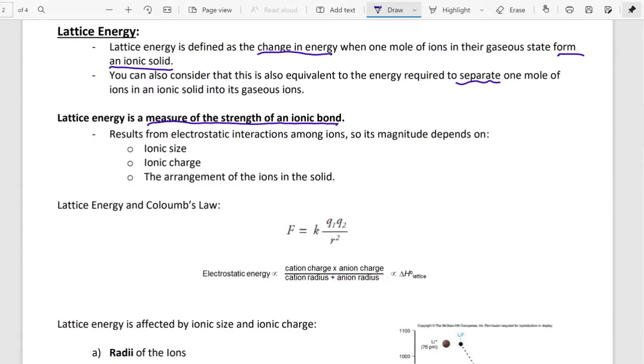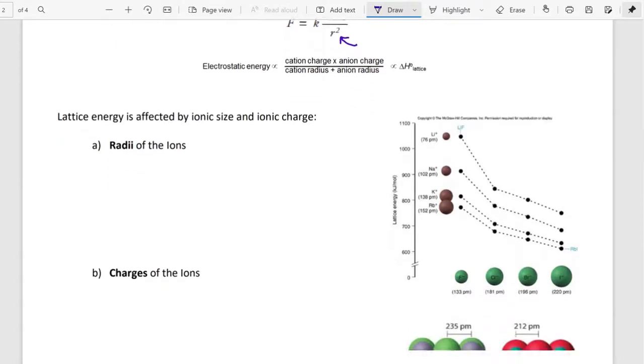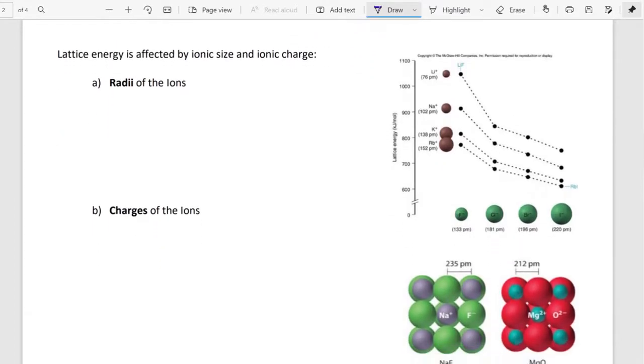We know that this results from the electrostatic interactions among the ions. So the magnitude of the lattice energy is going to depend on a couple of things. We are going to focus on ionic size and ionic charge, but it also has to do with the arrangement of ions in a solid. We've talked about Coulomb's law already, about how the amount of charge, which is our Q values in the formula, and the distance between the charges, which is R in our formula, are both going to impact the magnitude of the force of attraction. So lattice energy is affected, just like we learned about with Coulombic attraction before. It's all going to be about distance and charge.